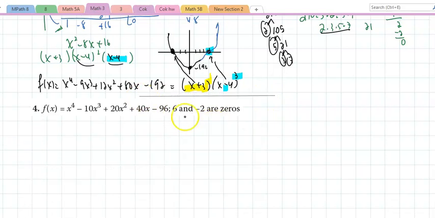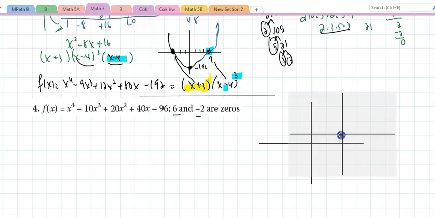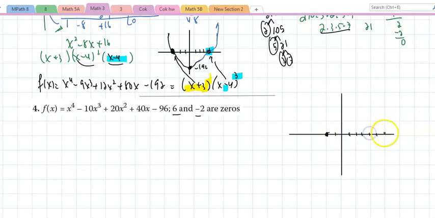They're telling us 6 and negative 2 are zeros, which tells you on the graph that this graph crosses at negative 2 and 6. That's what the zeros mean. This is x to the 4th. I already know the endpoints. Negative 196 is the y-intercept. So now what? Now I need the rest.